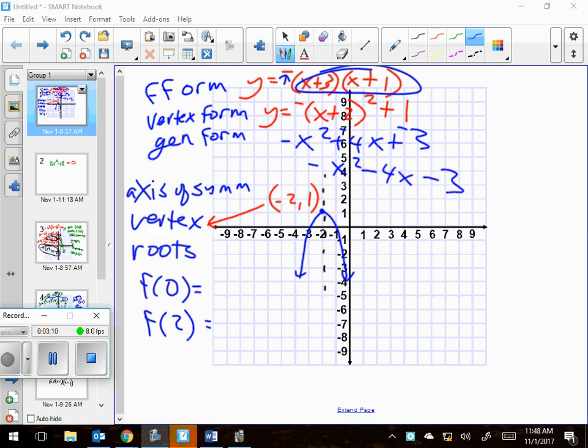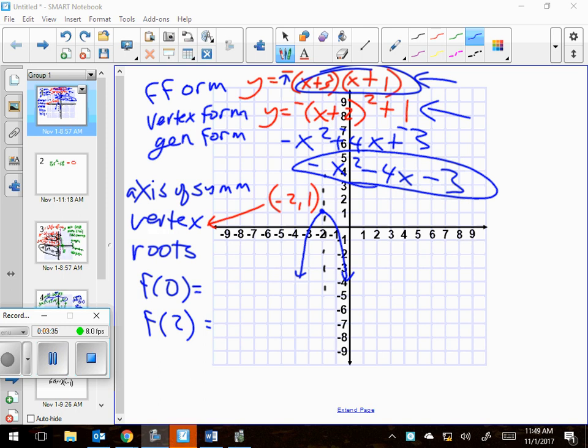Could you multiply out the vertex one to get that? Yes, and it would come out exactly the same if you did it right. Okay, so it doesn't need to be the factored form. That's called factored form. And yeah, that multiplies easier in my opinion, but this one will still multiply out to the same exact thing. Either way, you should have got negative x squared minus 4x minus 3.